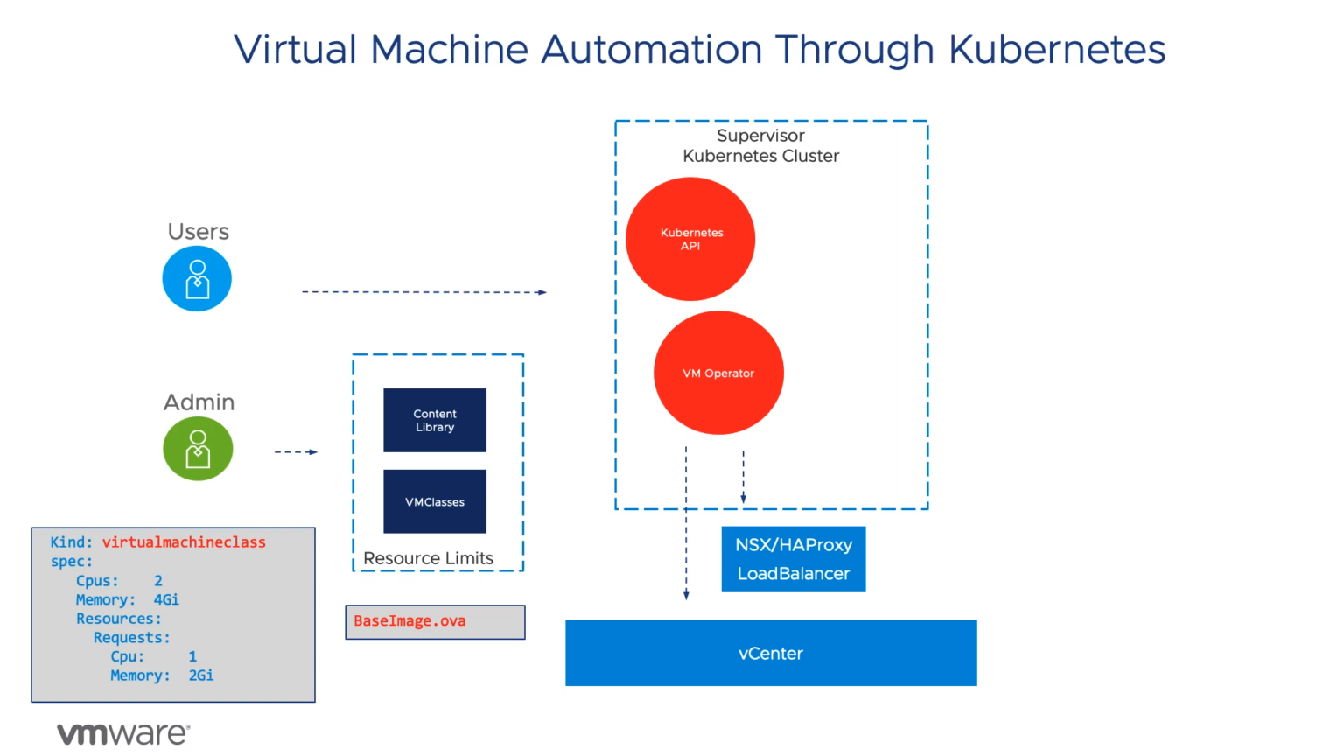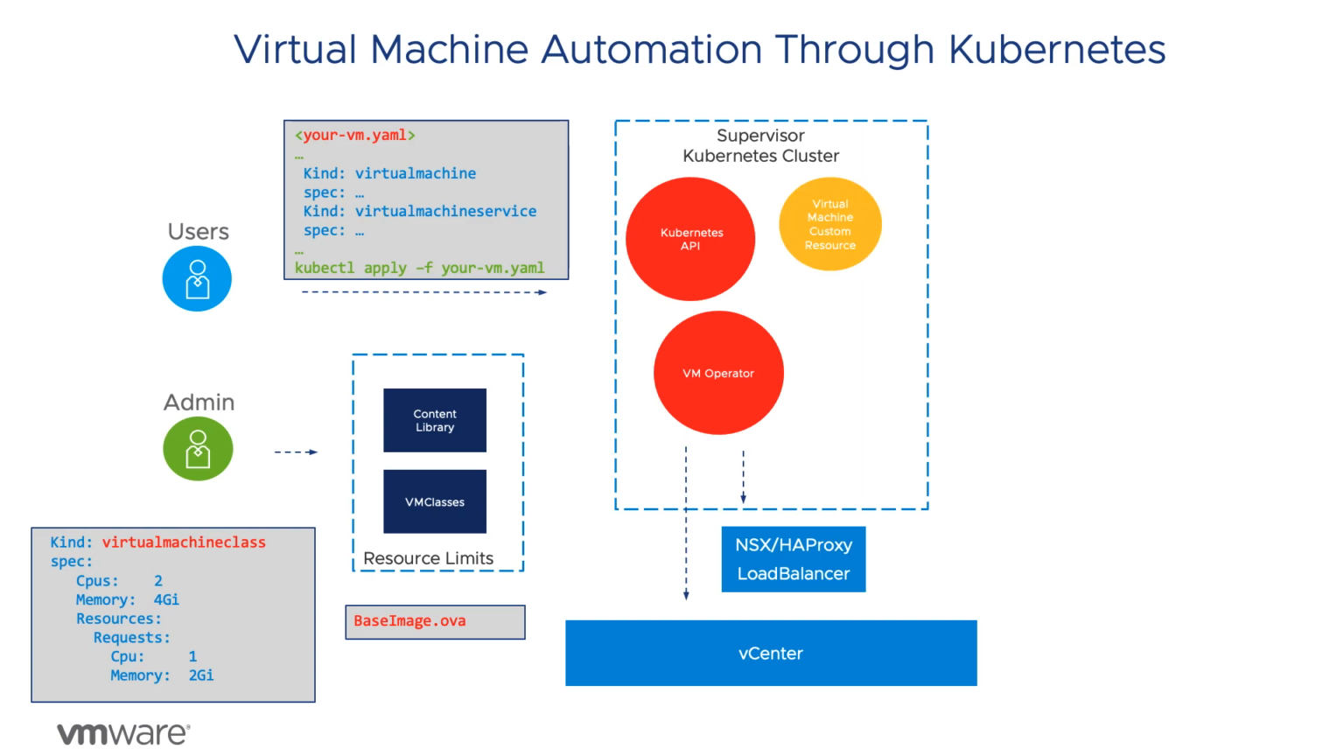DevOps teams submit a virtual machine specification file to the supervisor cluster Kubernetes API. This causes the creation of virtual machine custom resources in Kubernetes. These are not the actual virtual machines, but simply hold the configuration metadata that describes the VMs the user wants to deploy. Users may also submit a VM service specification.